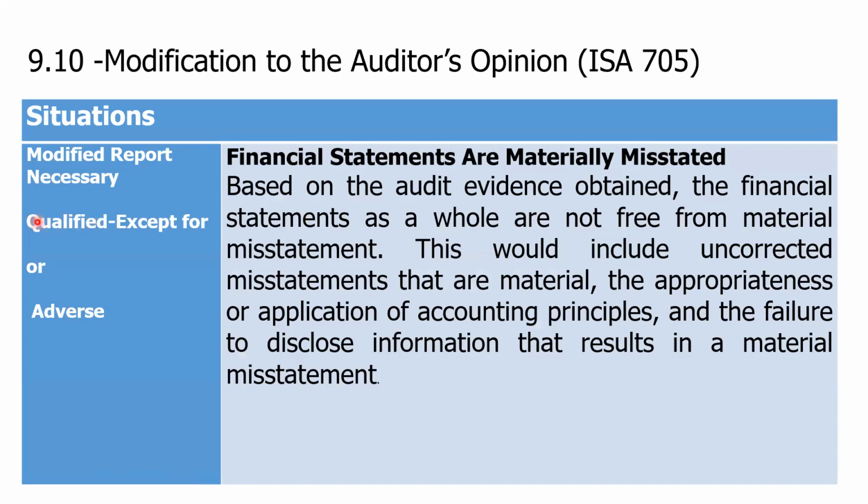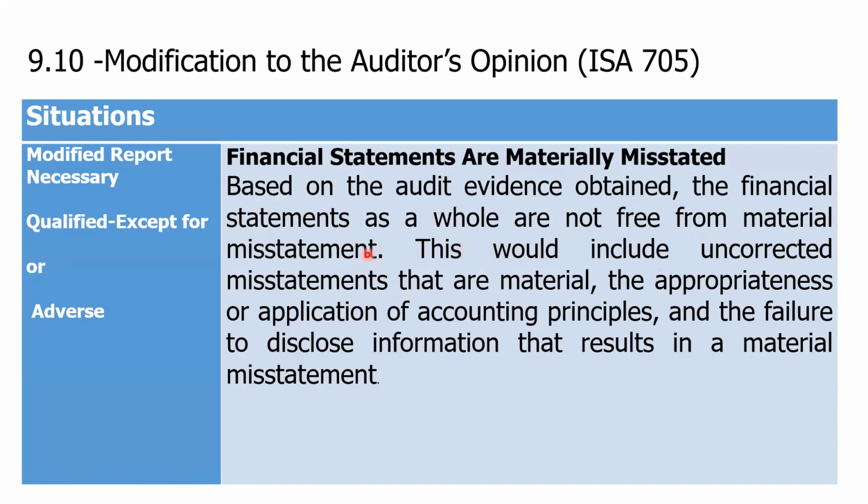So let's take the first two, except for and the adverse. So he's saying that based on the audit evidence obtained, the financial statements as a whole are not free from material misstatement. He disagrees with the figures and then the disclosures in the financial statement. He thinks that as the figures appear, there exists some material misstatement in the financial statement.